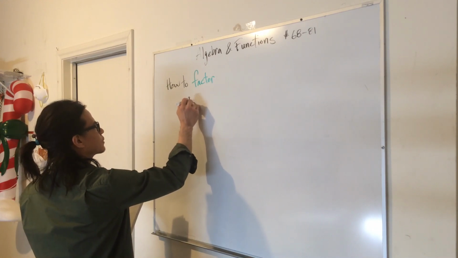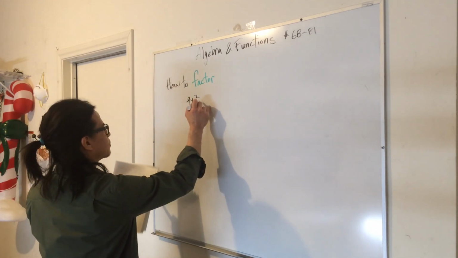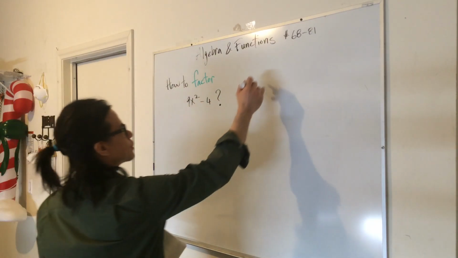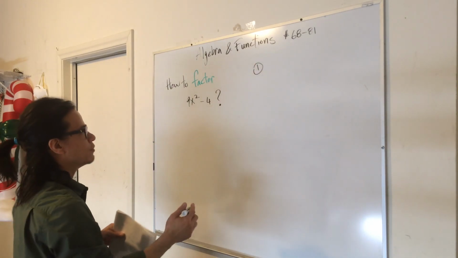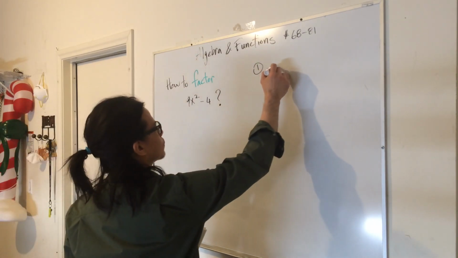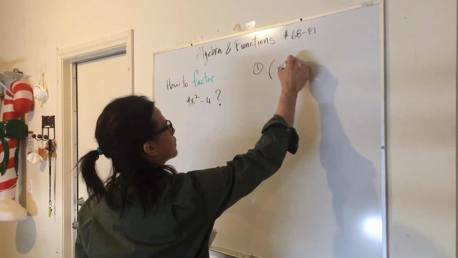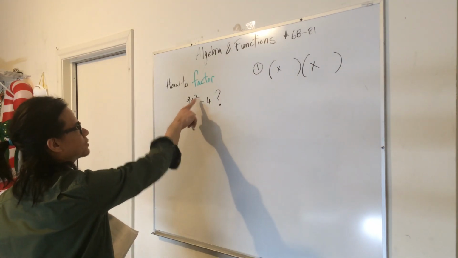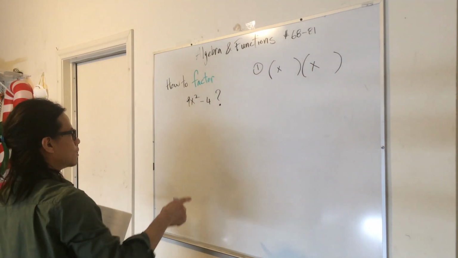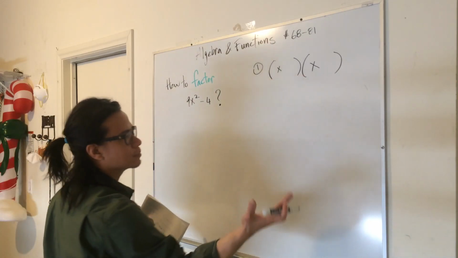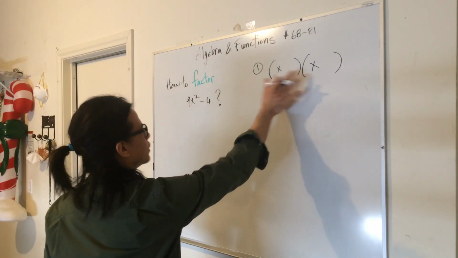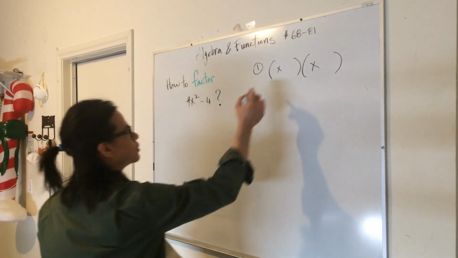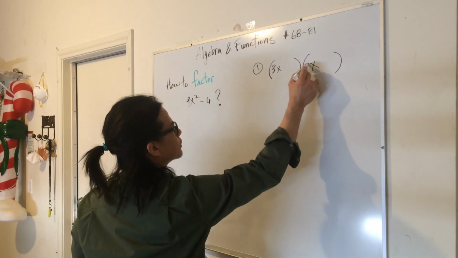How would you factor 9x squared minus 4? Okay, so let's try this. Step 1 is to set up your factors. So we're going to have x and x, right? But here we have 9x squared. So x and x times each other will give us x squared, but we're looking for 9x squared. So I'm going to put in a 3, because 3 times 3 is 9.